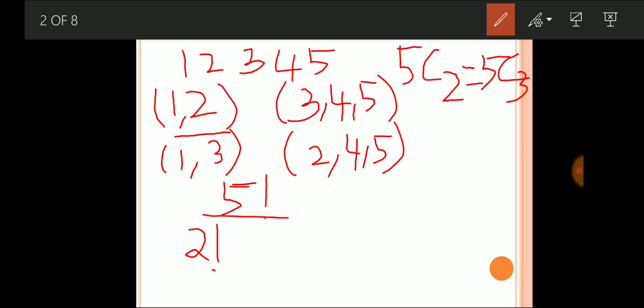Again, those 3 numbers also form a team, so there also I'm not bothered about the arrangement, so I divide by 3 factorial. So your answer would be 5 factorial divided by 2 factorial times 3 factorial, which is only going to give you 10. That's what our answer says.